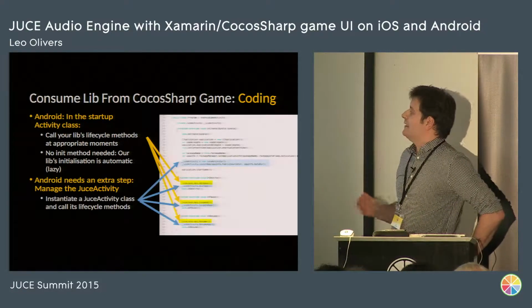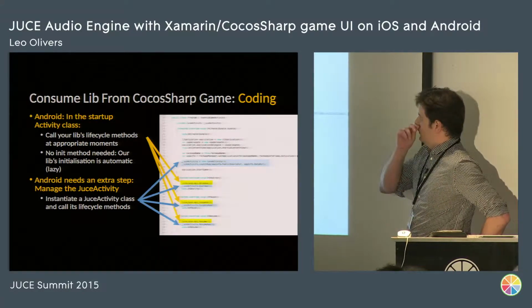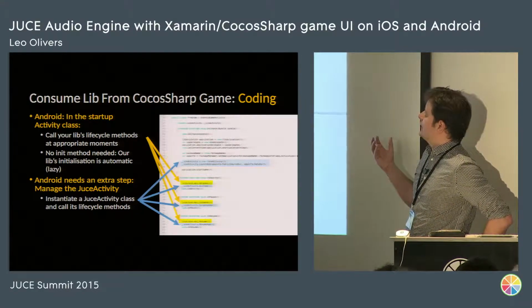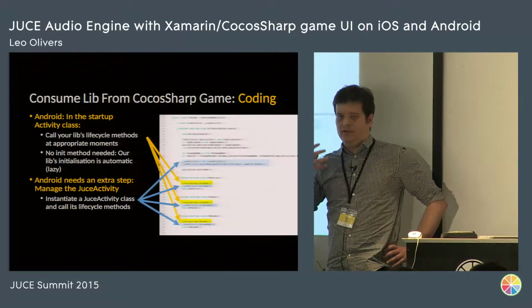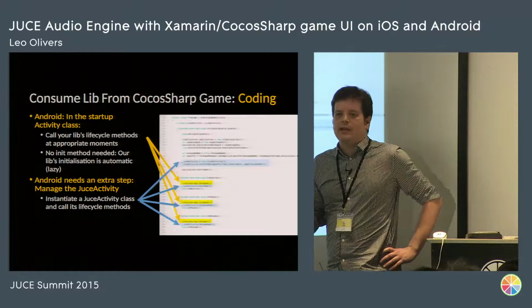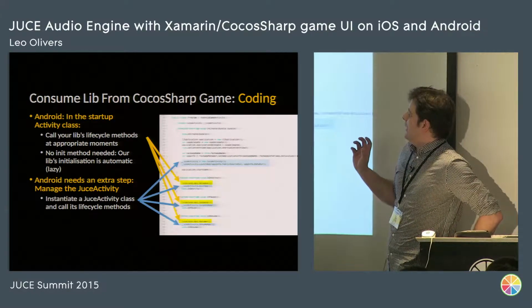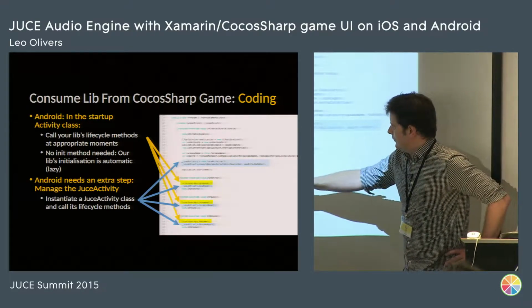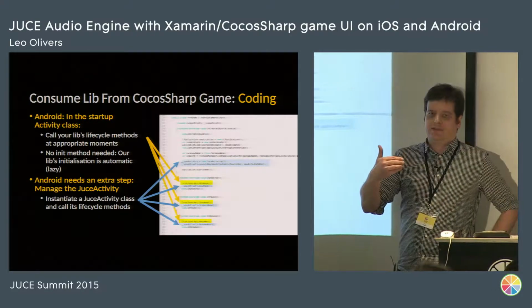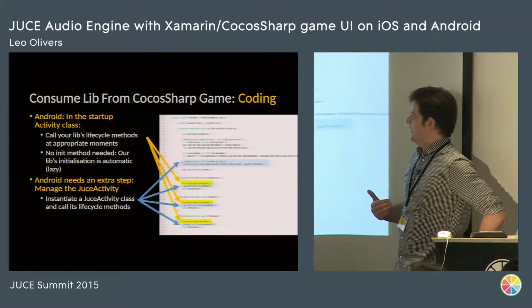On Android, again, it's a little bit more involved. To start with, we have a similar thing as with iOS. We have a kind of initial startup class, which is called a launch activity in Android. In that launch activity, I can do the yellow calls here, which is similar to the iOS code, where you do the lifecycle calls of your API.